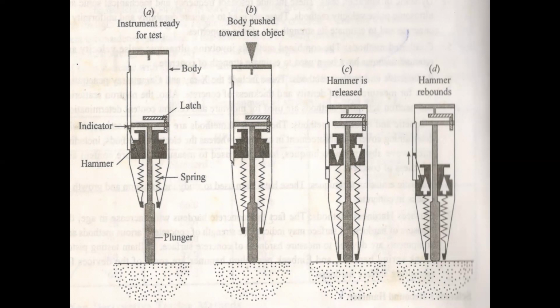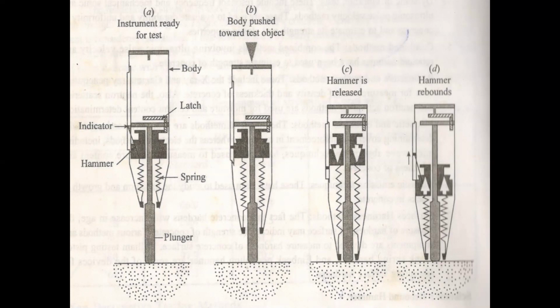It was devised in the year 1948 by Ernst Schmidt. So therefore, this is also called a Schmidt hammer. Now, if you look at the cross section or inside, how does it function? The rebound hammer test is based on the principle that the rebound of an elastic mass depends on the hardness of the surface against which the mass impinges.